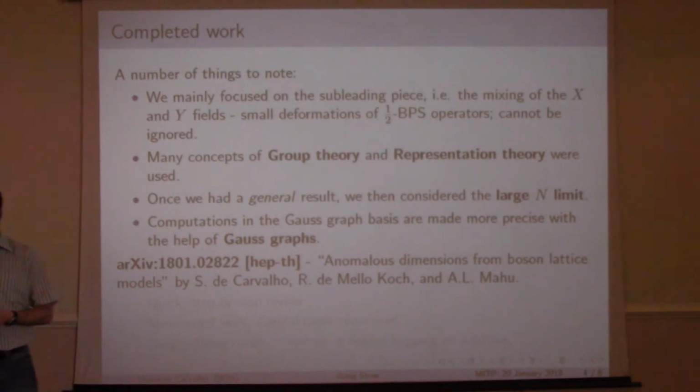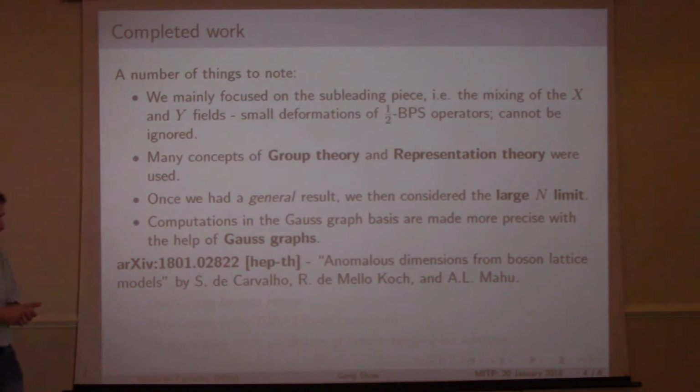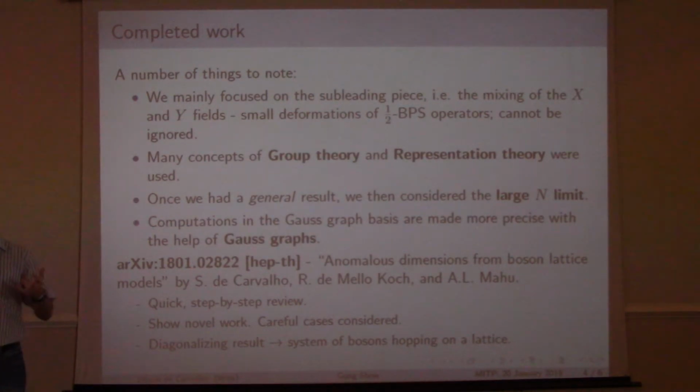Now, last week Tuesday, myself, my supervisor, and a former colleague who had just submitted his PhD at the end of last year, submitted this paper to the arXiv, titled Anomalous Dimensions from Boson Lattice Models. What it entails is a quick step-by-step review of work that has been done in the past, but then we definitely showed some novel work. And what we had done then, we had to take careful cases and show that we could take this massive result and reduce it further to something that makes more sense. And the idea of diagonalizing our result can also be thought of as a system of bosons that are hopping on a lattice.